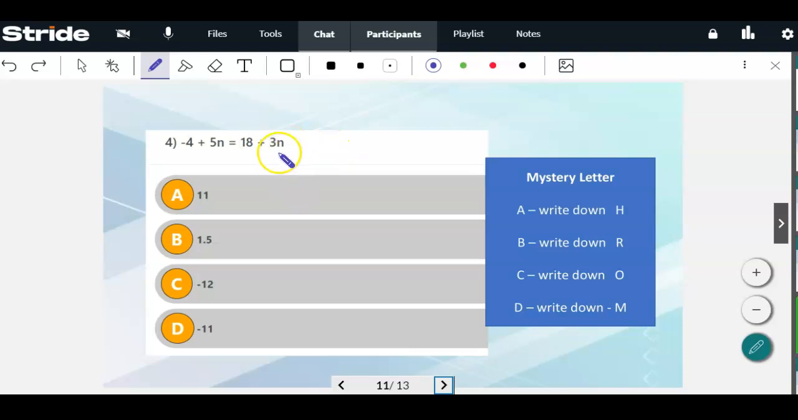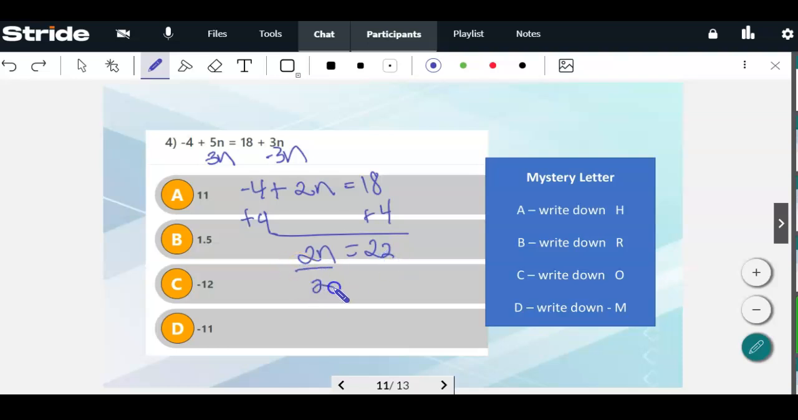All right, we have combining like terms, subtract the 3n from both sides. We still have that negative 4. The 5 minus 3 is 2n. And then we still have the 18 on the right side. So the opposite of negative 4 is to add the 4 to both sides. We're left with 2n. 18 plus 4 is 22. Divide by 2. N is 11.